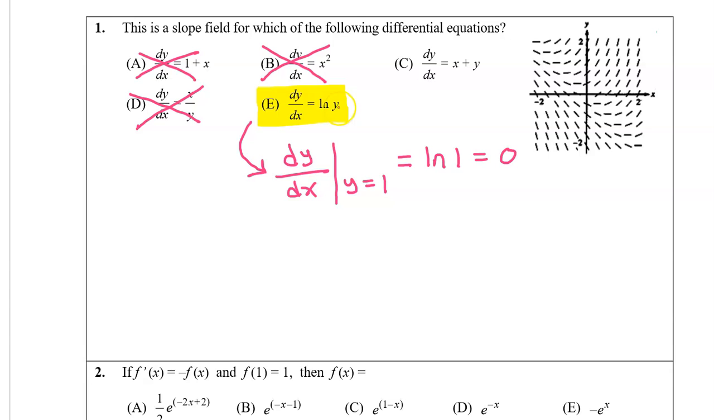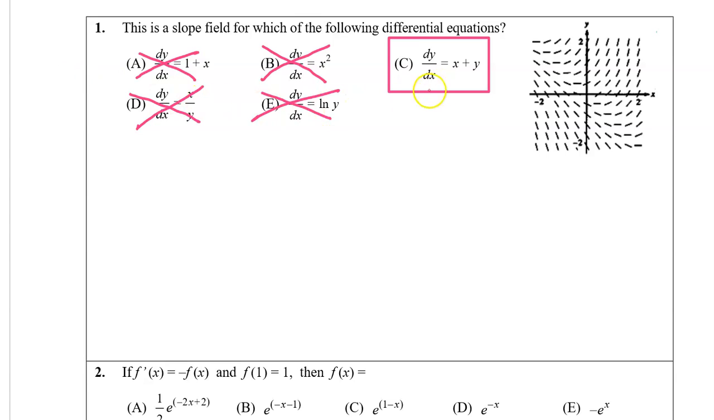Here's another way to think about it. Ask yourself when natural log y would have a value of 0. When y equals 1, dy/dx will equal natural log 1, which we know to be 0. So the slope field for this differential equation would have horizontal segments of slope 0 whenever y equals 1. So y equals 1 through this area of the graph, and we do not see a bunch of horizontal segments. So again, E could not be the answer. So the answer is C.